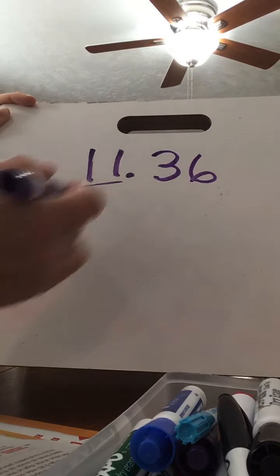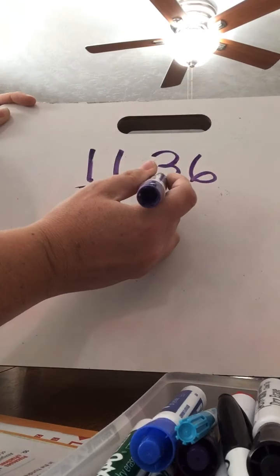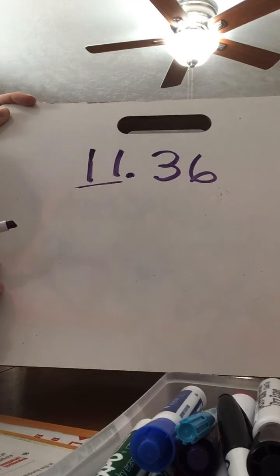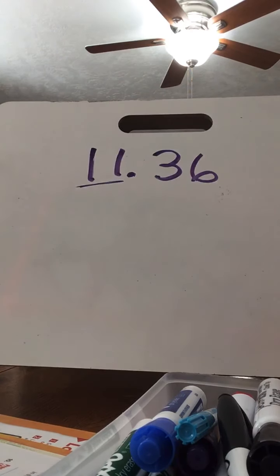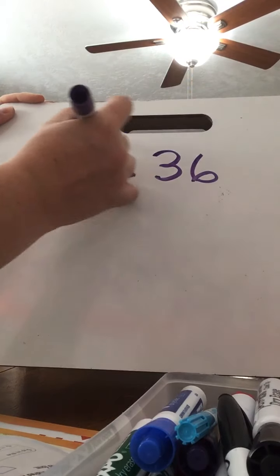11.36, or 11 and 36 hundredths, or with a 3 in the tenths place and a 6 in the hundredths place. Now to write those, we're going to write each separate number in the place value that it's in, okay? So we will start with 11.